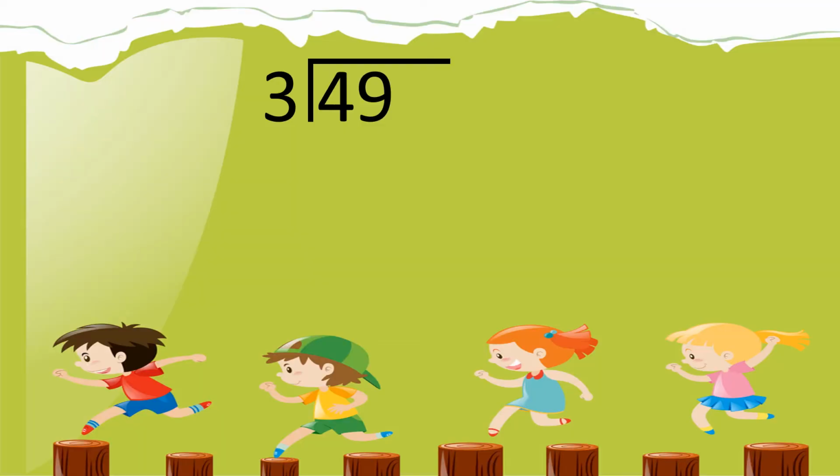Here we have a question. 49 divided by 3. We have written it out using the bus-stop method. The 3 and the 49 have special maths names. The 3 would be the divisor and 49 would be the dividend.